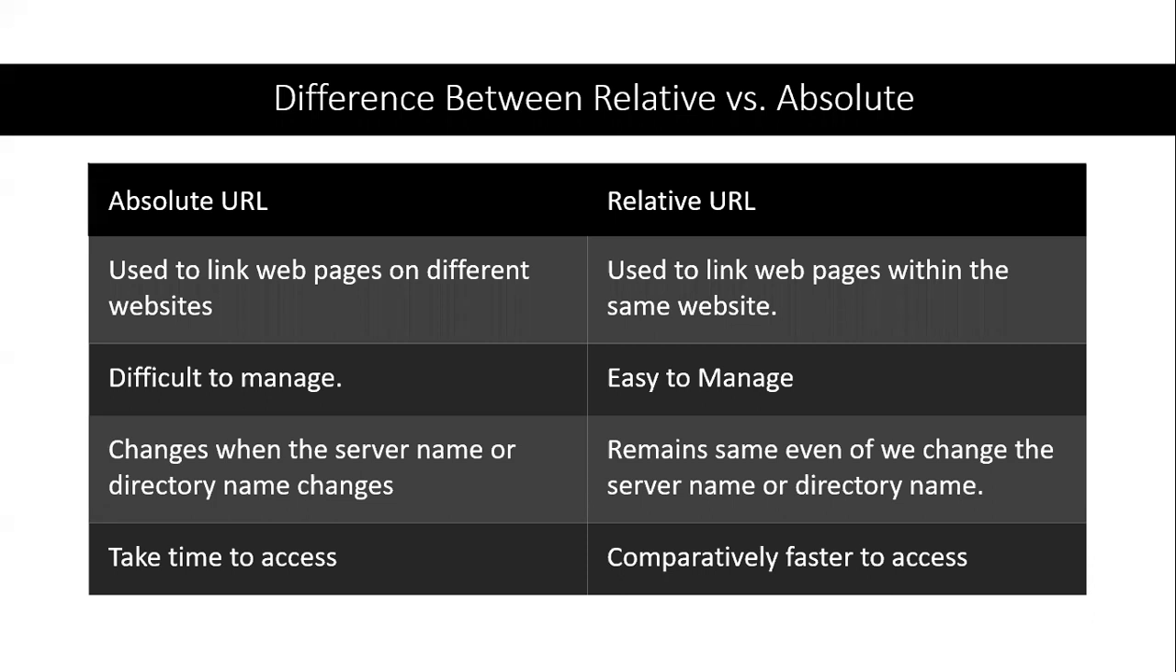So what's the difference between the relative and the absolute? The absolute URL is used to link web pages on a different website. It's difficult to manage, it changes when the server name or directory name changes, and it takes more time to access. The relative URL is used to link web pages within the same website, is easy to manage, remains the same even if you change the server name or directory name, and is comparatively faster to access.